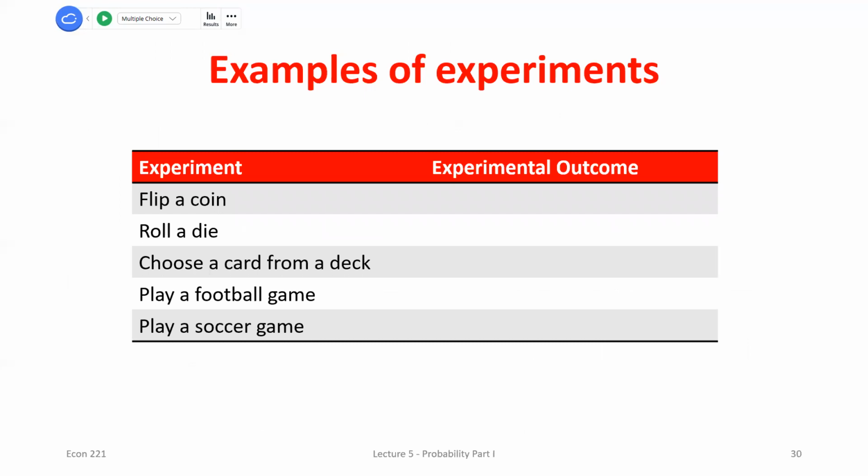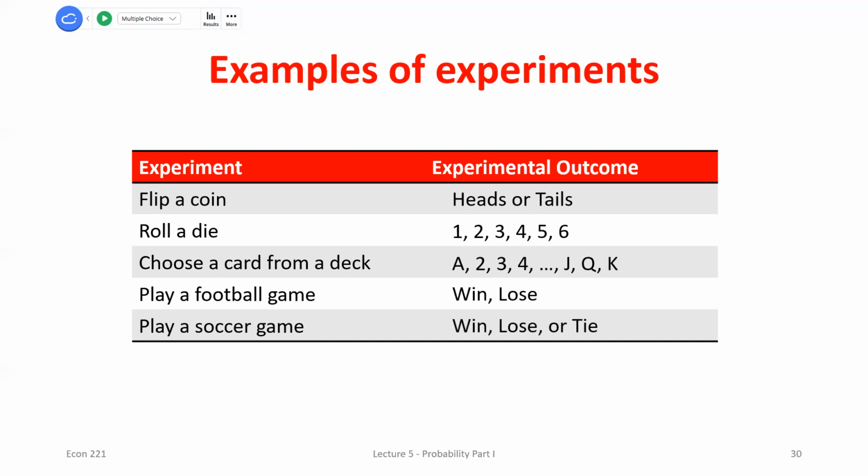So if we think about experimental outcomes here, the possible outcomes we could see if I flip a coin would be what? Heads, tails. That's pretty easy. If I roll a die, once again, I'll use this example a lot because it's really easy. I think everyone can envision a 6-sided die. You can see 1 through 6. If I'm choosing cards from a deck and I don't care about suit, it's ace through king. If I'm playing a playoff football game, maybe I see just win or lose. Maybe in a regular season soccer game, I see win, lose, or tie, right?